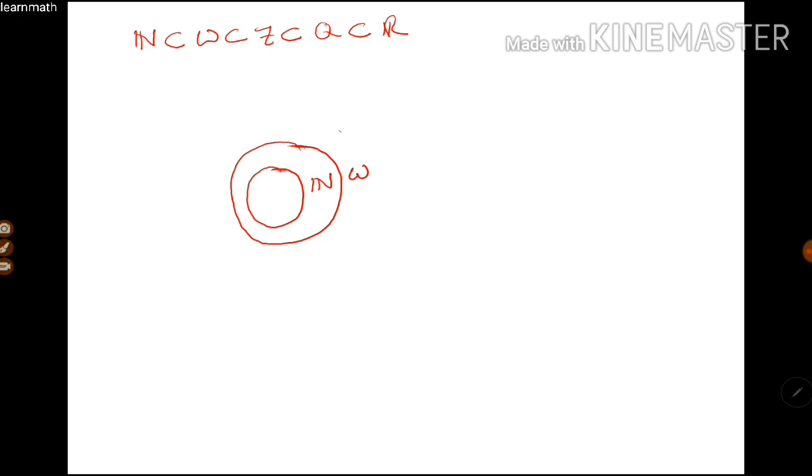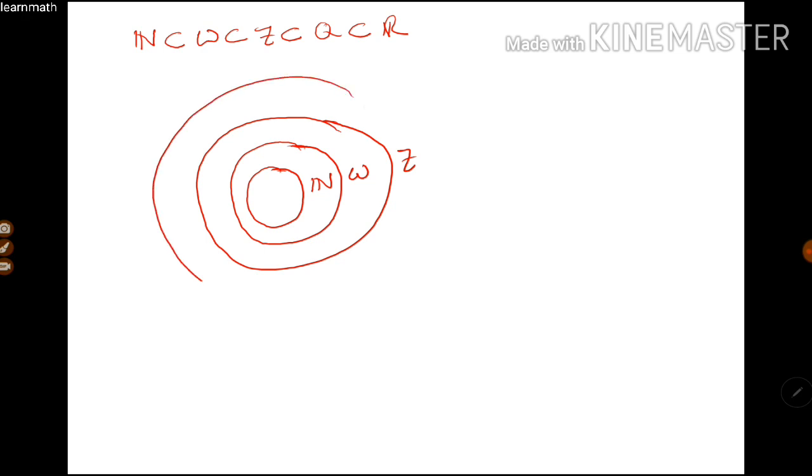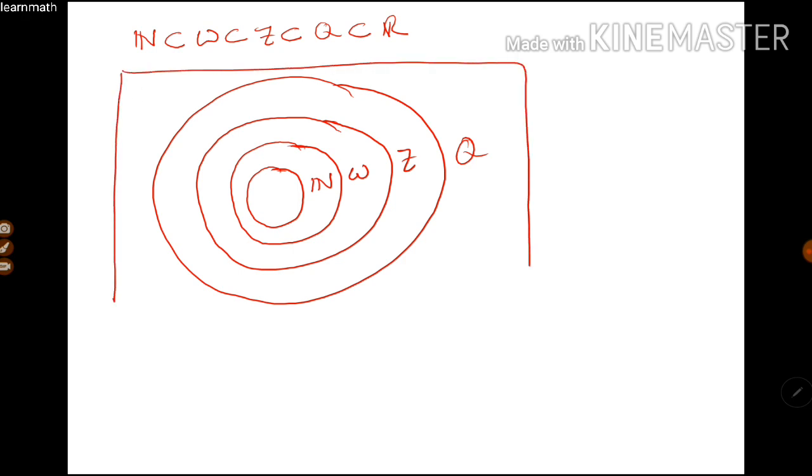Similarly, Z is larger than these two sets. So take another big circle, which includes the natural number set and the whole number set, indicated with Z. And also we know that the rational number set is larger than these three sets, and these three sets are included in the rational number set. So we take another large circle indicated with Q, meaning the rational number set. Finally, here the real number set acts as a universal set. So take one rectangle and indicate it with the real number set. This is the way to draw the Venn diagram.